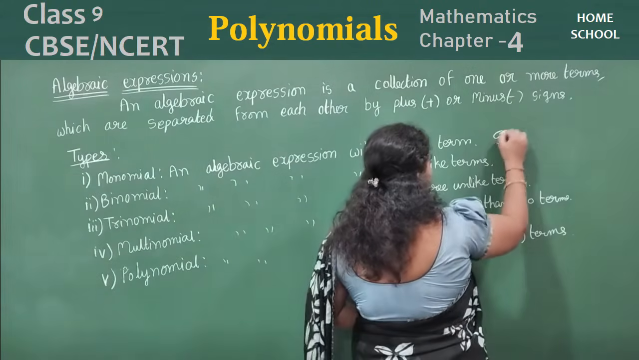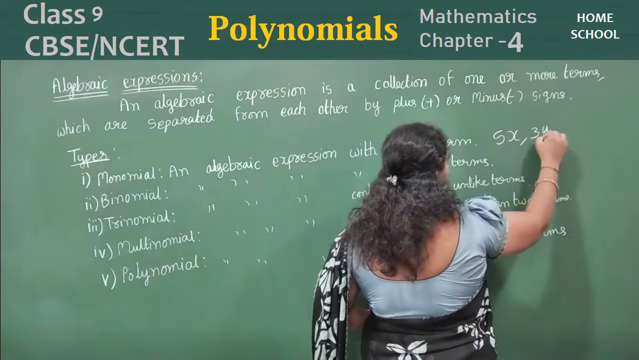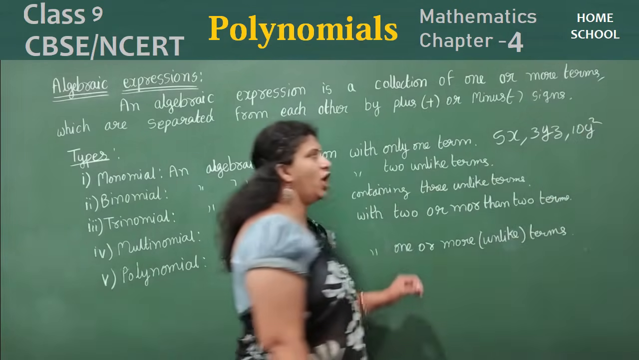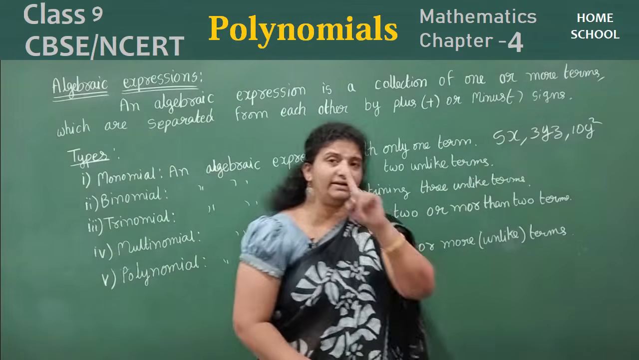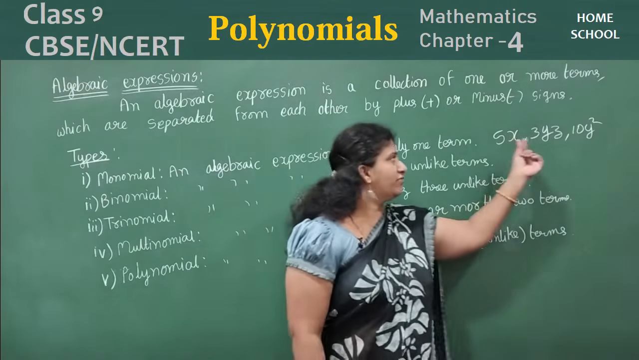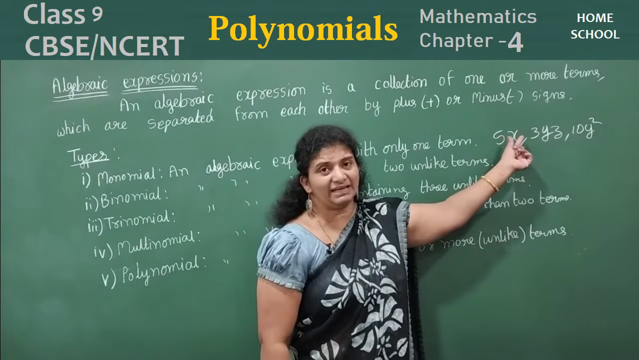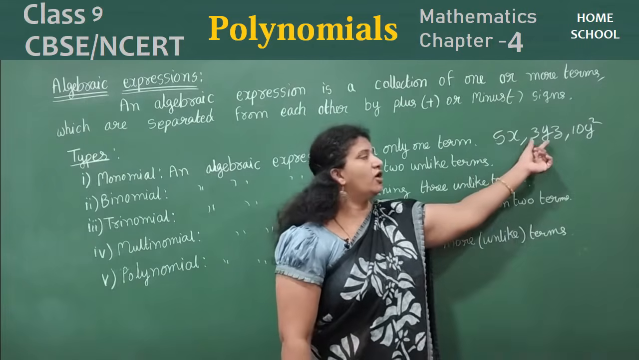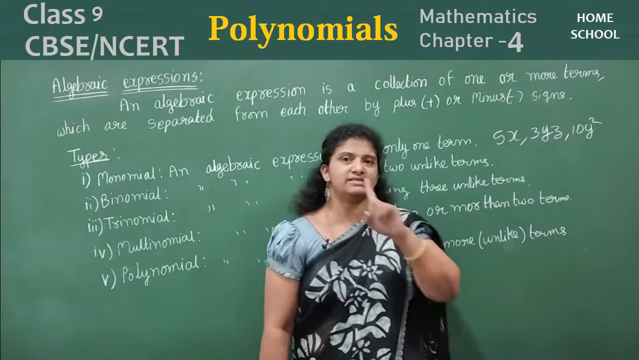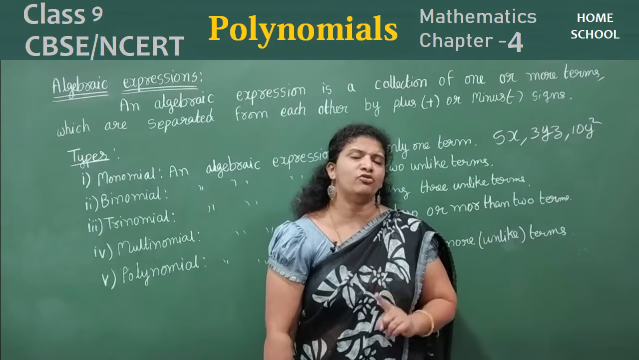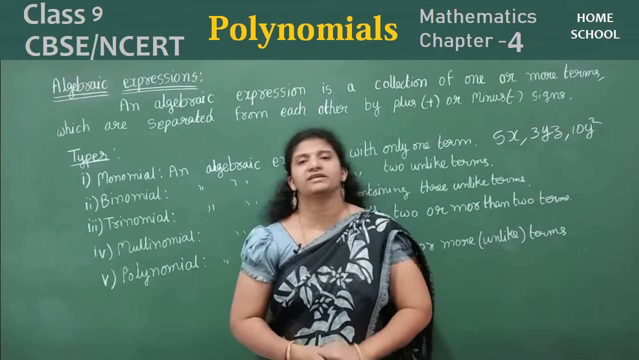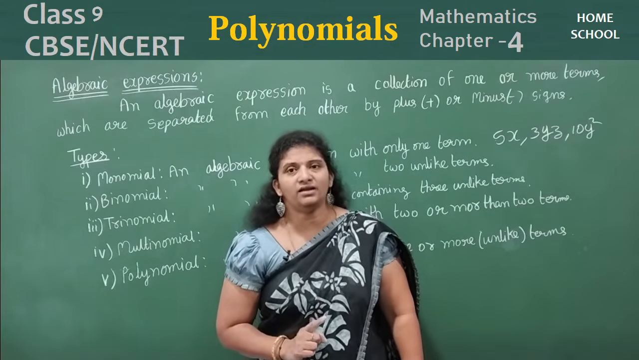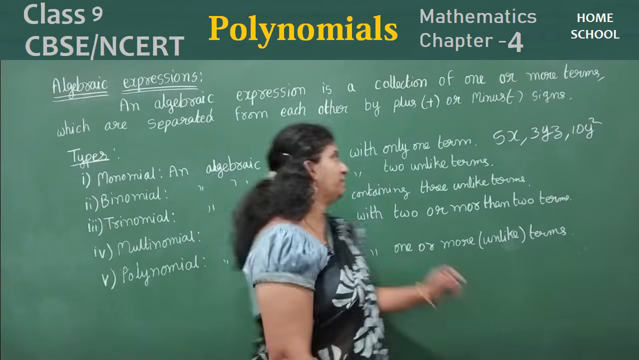Example, 5x, 3yz or 10y square. See, all these have only one term. Look here, you may be confused. 5 is a constant, x is a literal. But combinedly I call it a term. Here also 3yz is a single term. If you have only one term in this algebraic expression, we call it a monomial. What is that? Monomial.